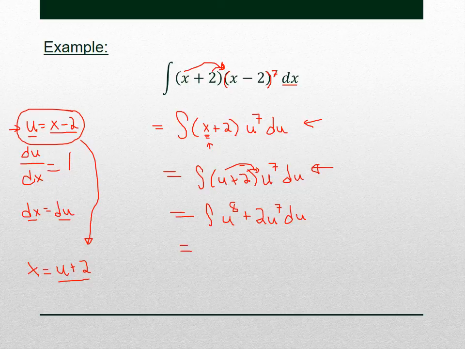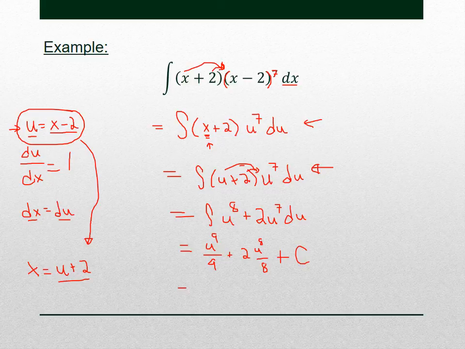So let's take this antiderivative. Again, it's with respect to u, so u to the 8, well, remember you add 1 to the 8 and you get 9, so u to the 9 over 9. Plus 2 times, and then u to the 7 plus 1 is u to the 8 over 8 plus c.